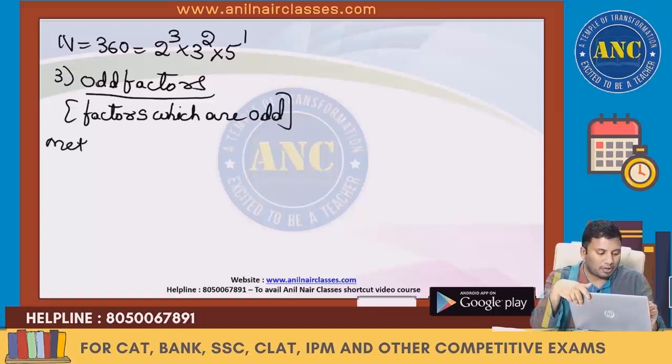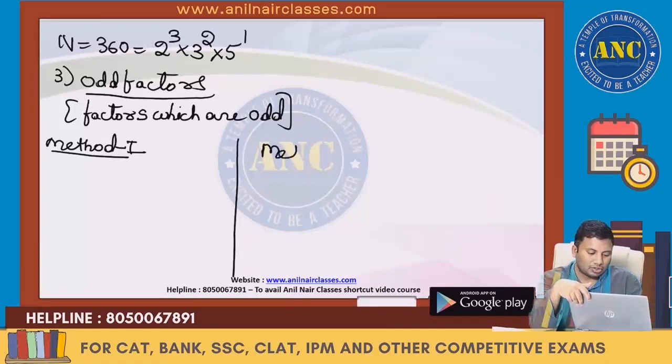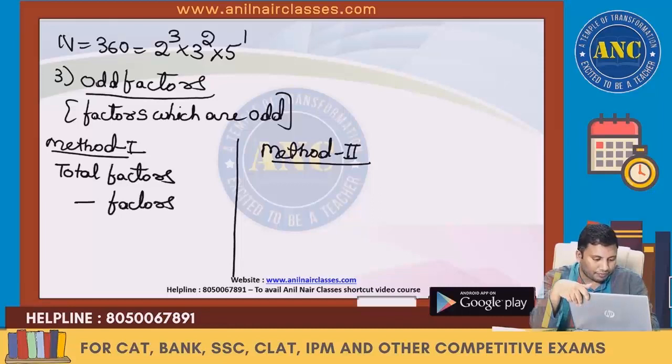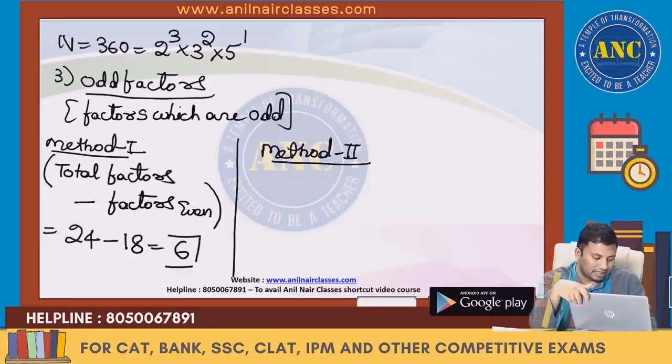You can solve this problem in two methods: method 1 and method 2. Odd factors are nothing but total factors minus factors which are even factors. Total factors are 24, even factors are 18. 24 minus 18 is 6.